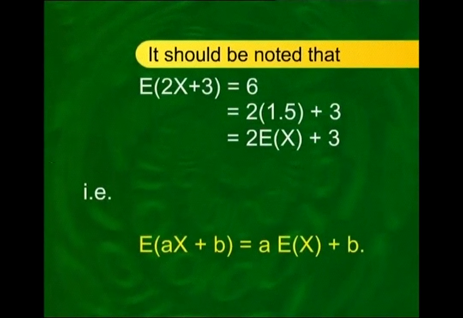And as you now see on the screen, expected value of 2x plus 3, which is equal to 6, can be written as 2 times 1.5 plus 3, and that is equal to 2 times E of X plus 3, and hence we have verified that expected value of ax plus b is indeed equal to a times expected value of x plus b.